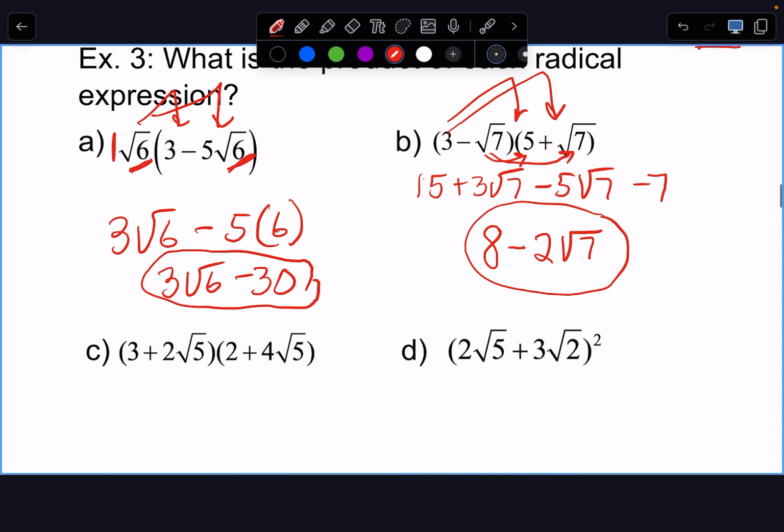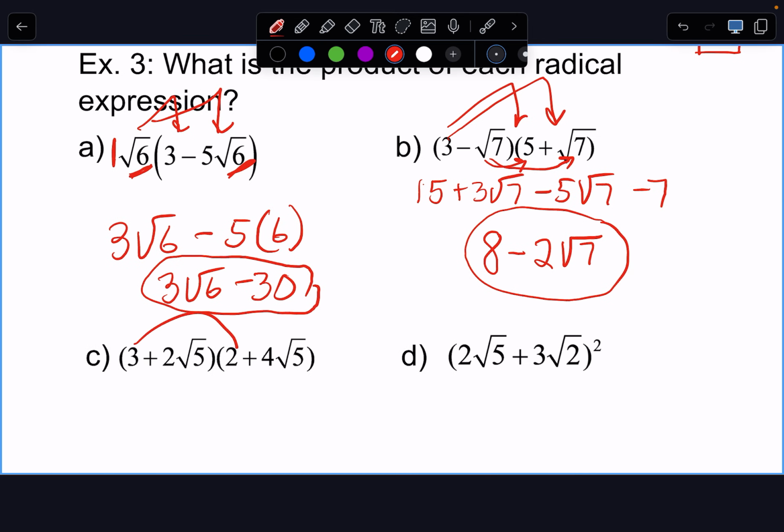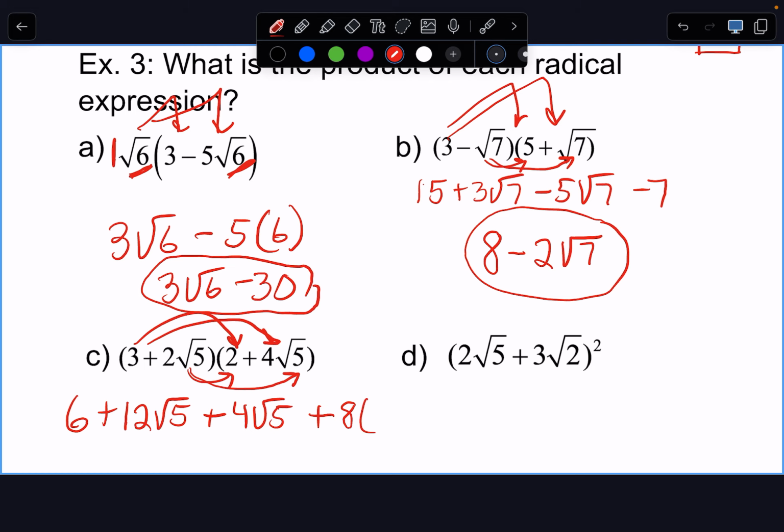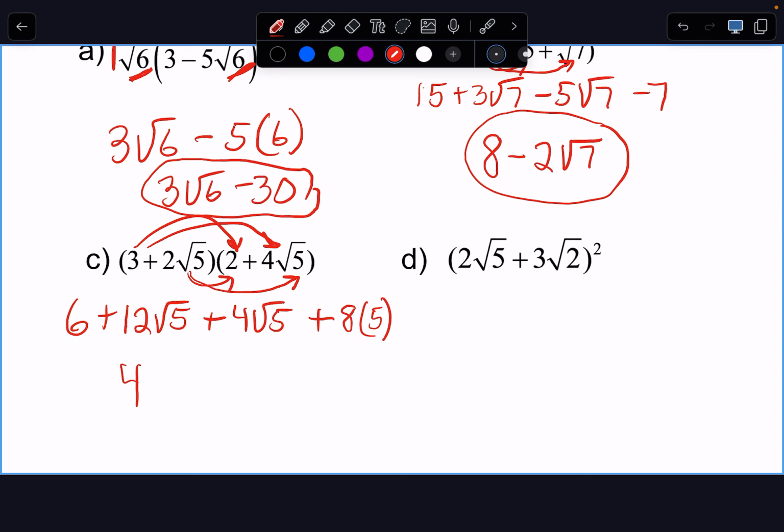Oh, I see people already working on C. I love it. So 3 times 2 is? 3 times 4 square root of 5? Yes. 2 square root of 5 times 2? Now this one's a good one. 2 square root of 5 times 4 square root of 5. Yes, you can. They have the same index. You can totally multiply them. What's 2 times 4, guys? And then what's square root of 5 times square root of 5? So it's going to be 46 plus 16 square roots of 5. Does that make sense? Yes, sir.